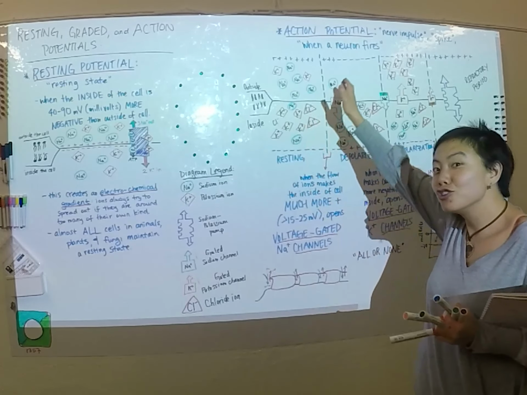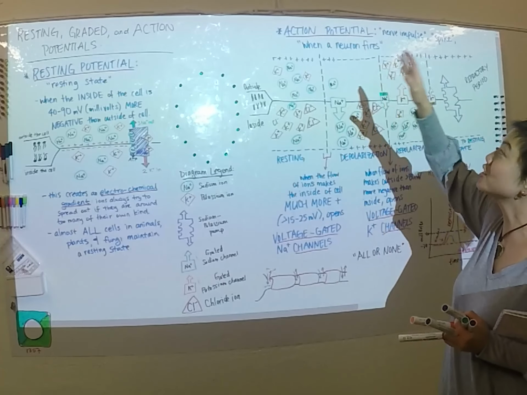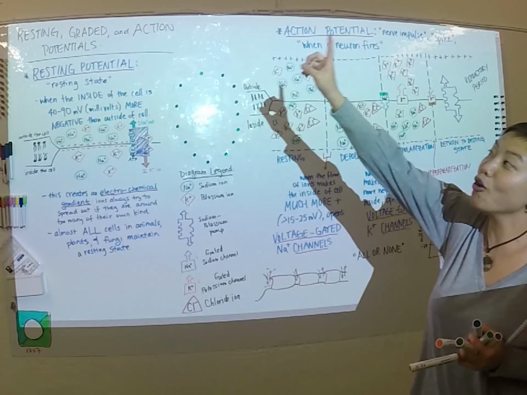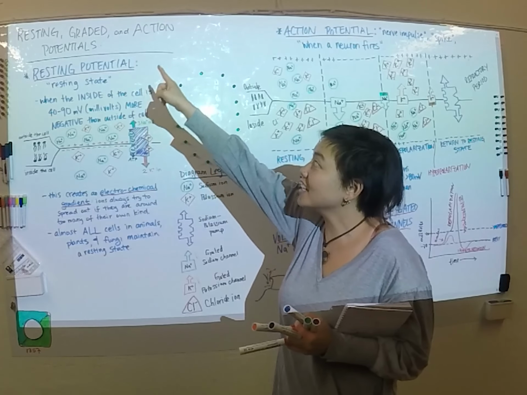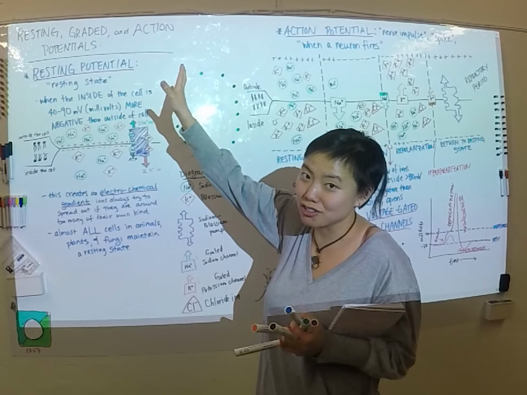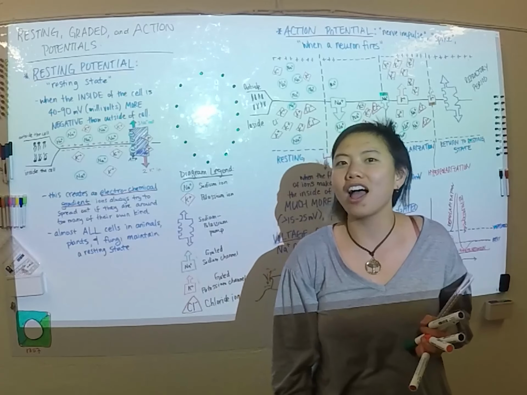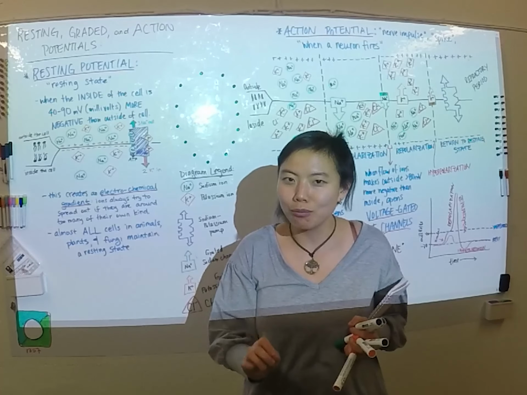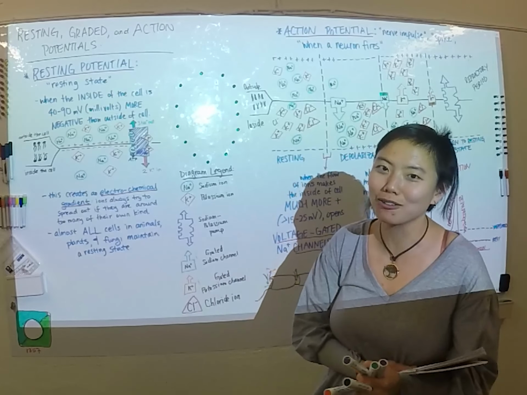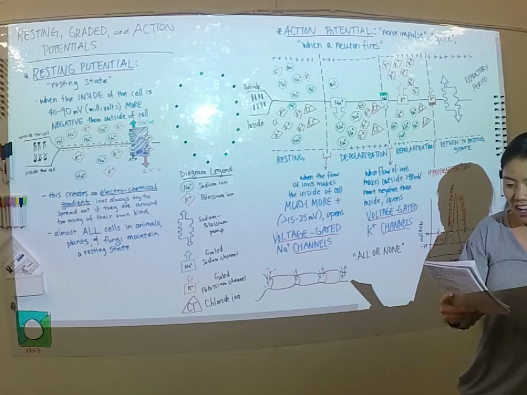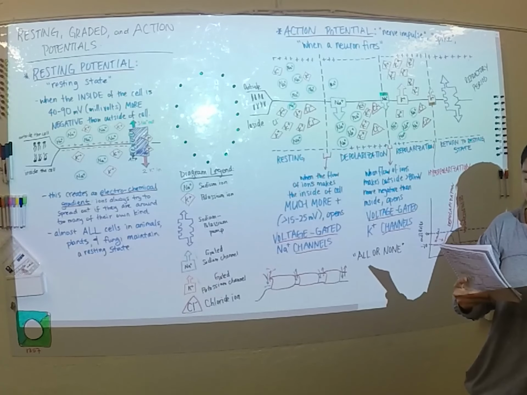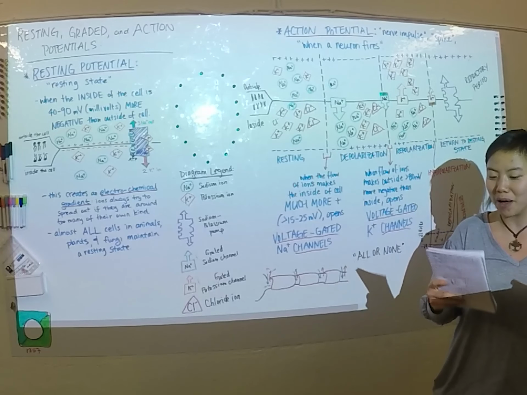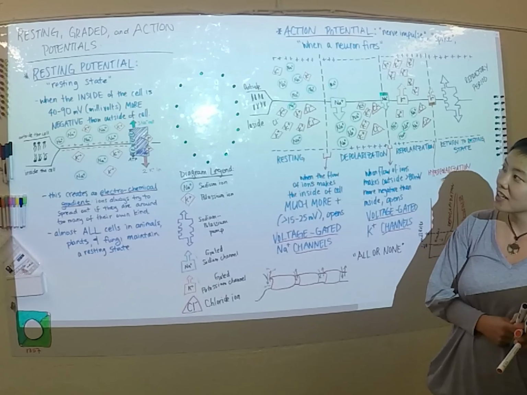But remember, neurons don't just use action potentials. Nervous system cells use all three: resting, graded, and action potentials. So this is another reason why they're not exactly computers, and the metaphor is useful, but it only takes you so far, all right?